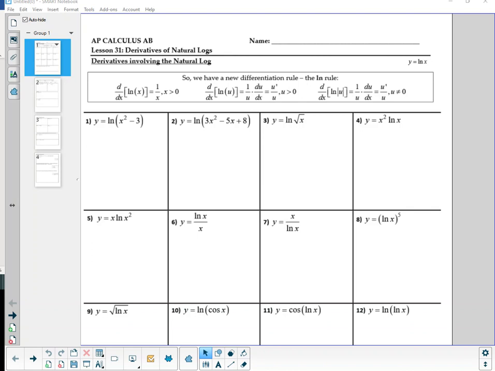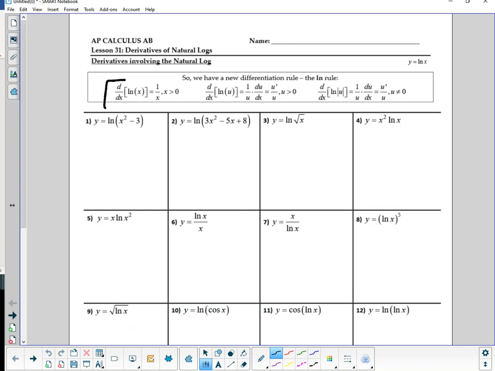The natural log rule for taking a derivative is actually really simple. When we take the derivative of the natural log of x, the derivative is going to be 1 over x. Piece of cake. As long as x is greater than 0, because if x itself is not greater than 0, then you actually can't use the natural log function. That means we're not within the domain of a natural log.